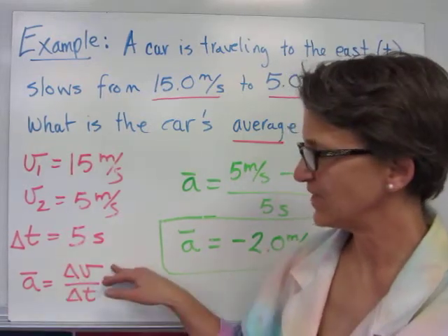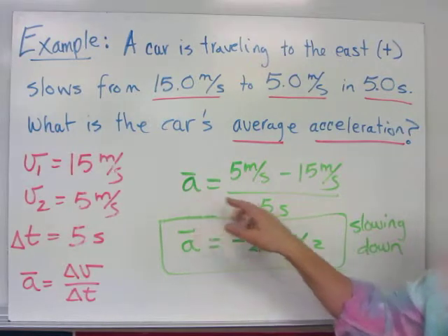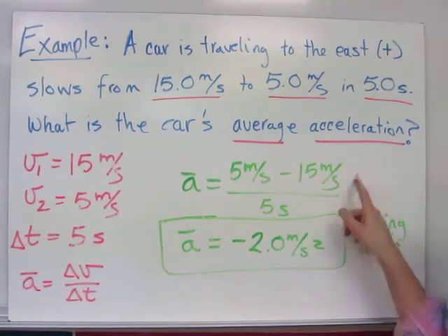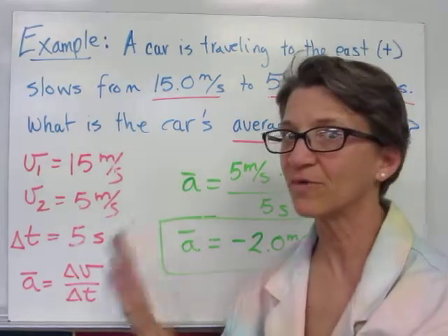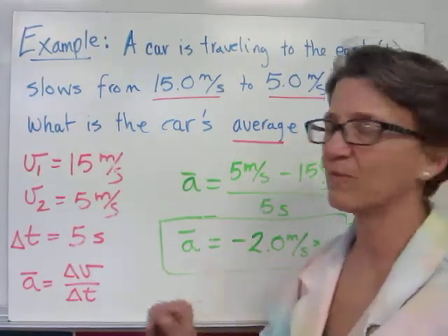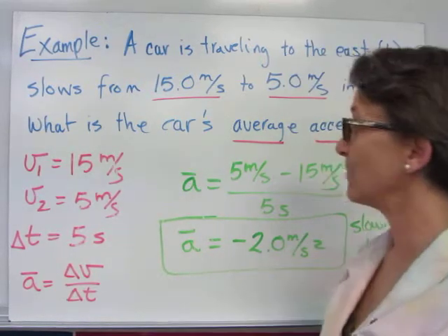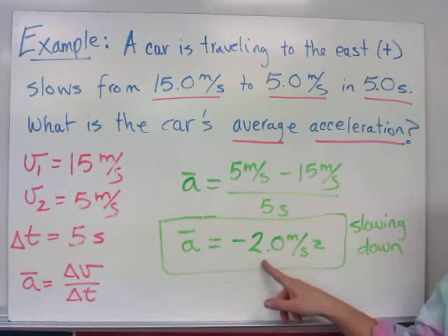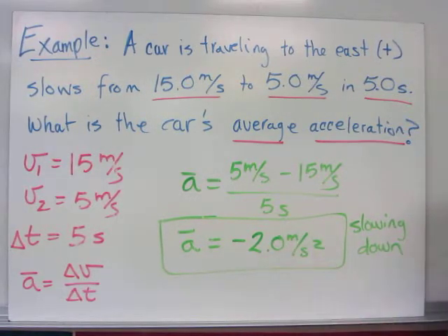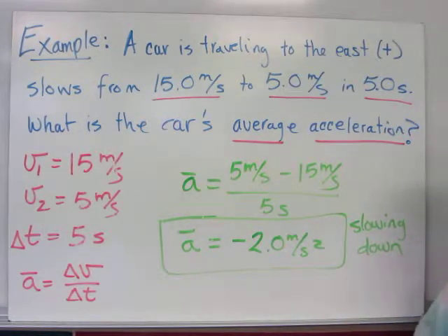Our equation, delta V over delta T. Average acceleration is 5 meters per second minus 15. Be careful here. It's really common just to grab the bigger number and always subtract the smaller from the bigger. Look at your listed variables so that you select the right numbers. Here we have negative 10 divided by 5 to give you a negative 2 meters per second squared, which means the car is slowing down at a rate of 2 meters per second every second.